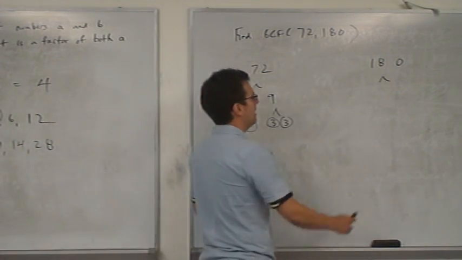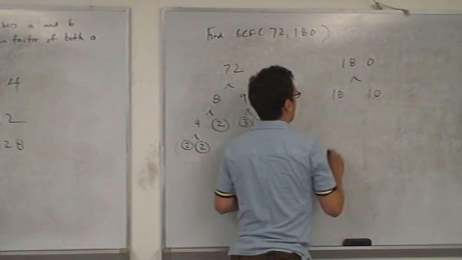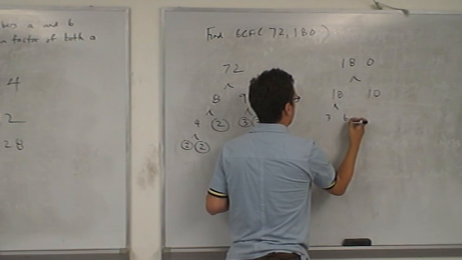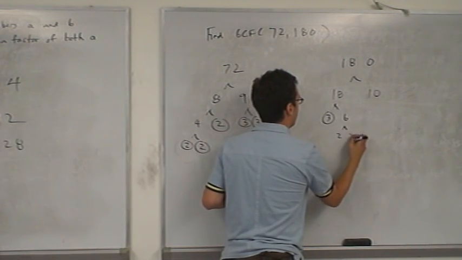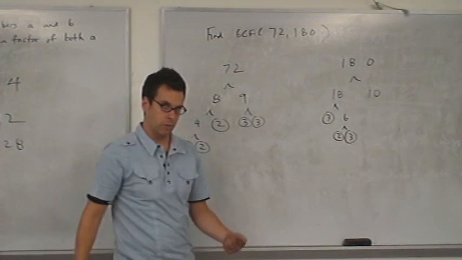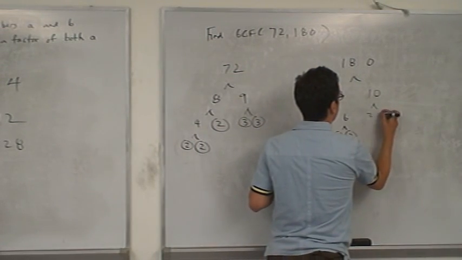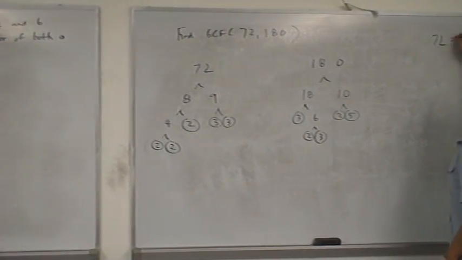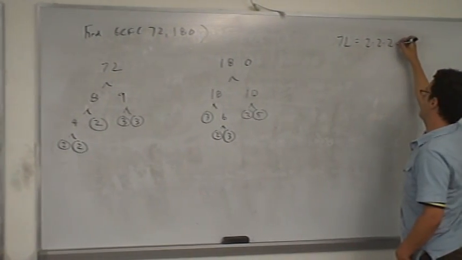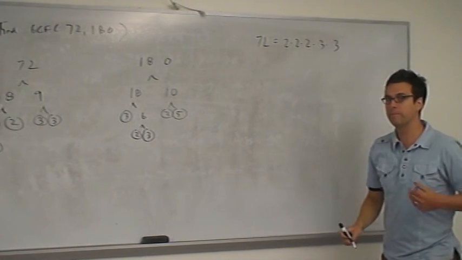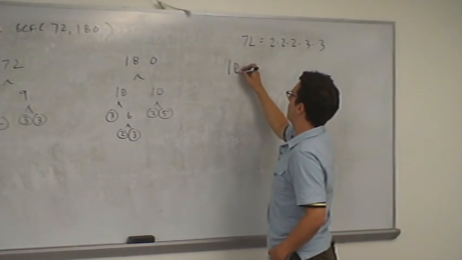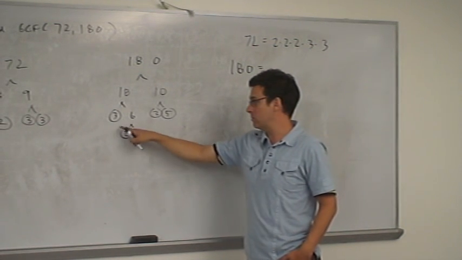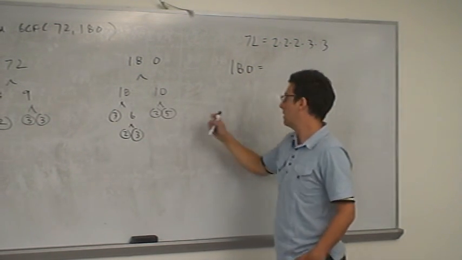On the other hand, 180 is quite clearly 18 times 10. Neither of these are prime. We can further factor 18 as 3 times 6. 3 is prime, 6 is 2 times 3, both of which are prime. 10 can be factored as 2 times 5. So what we see is that the prime factorization of 72 is 2 times 2 times 2 times 3 times 3. And the prime factorization of 180, it looks like it is 2 factors of 2, 2 factors of 3, and 1 factor of 5.